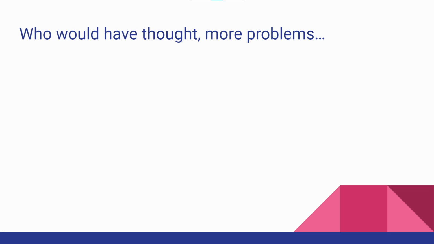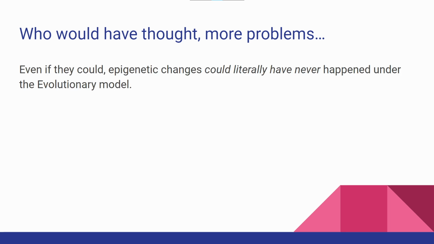But who would have thought? There are more problems. Even if it was sufficient to explain genetic evolution, it's hard to argue that epigenetic changes would have actually happened under the evolutionary model. It literally would never have happened under the evolutionary model. Evolution, by its definition and nature, at its very core, is random. Random inputs using random processes that randomly stack up and put random creatures in random environments, and then the genetics thereof help determine the survival of the fittest to pass on the better genetics. It's all random.